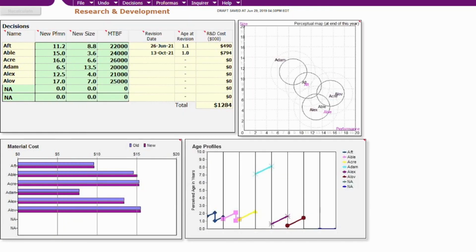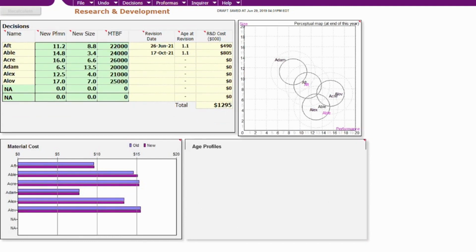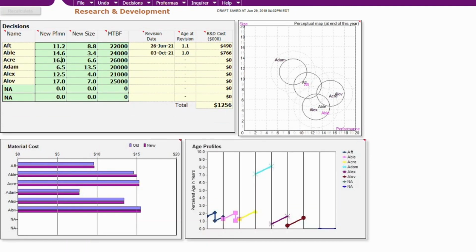For Able, a product under the nano segment, we thought providing it with a performance of 14.6, size of 3.4, and maintain mean time before failure of 24,000 will make it competitive. We were estimating to have a new design on the market by October 2021.